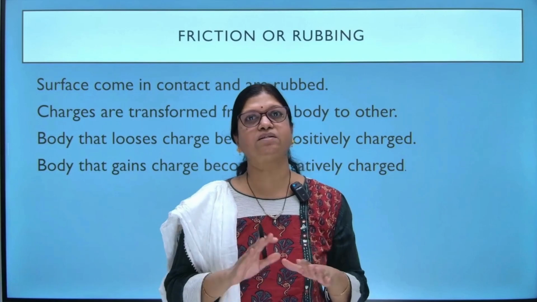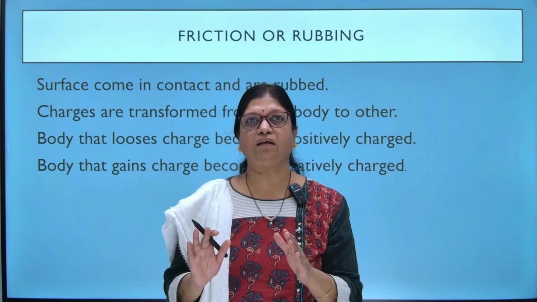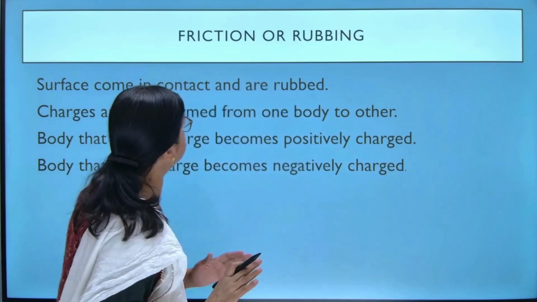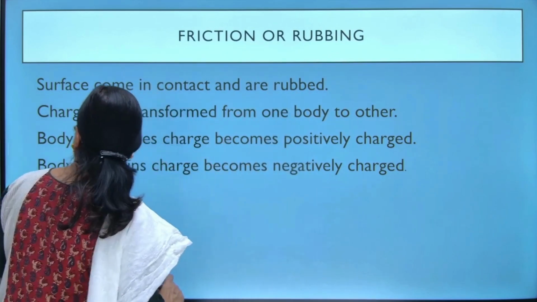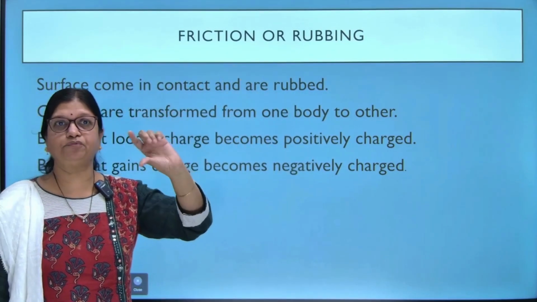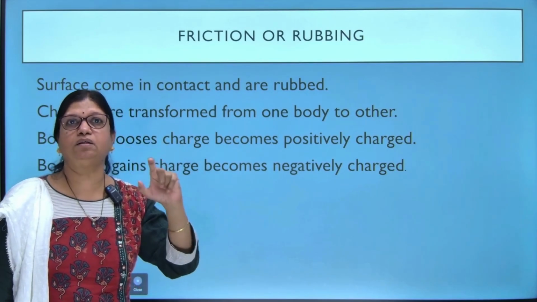We'll understand these three processes separately, and then we shall talk about a few examples of each method. Okay, so first we are talking about friction or rubbing. That is the first method by which we can charge an object.